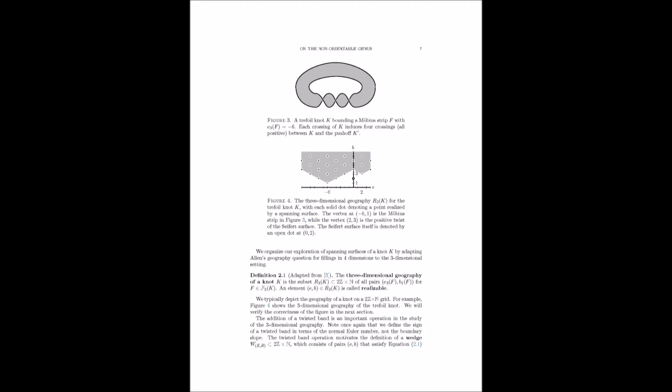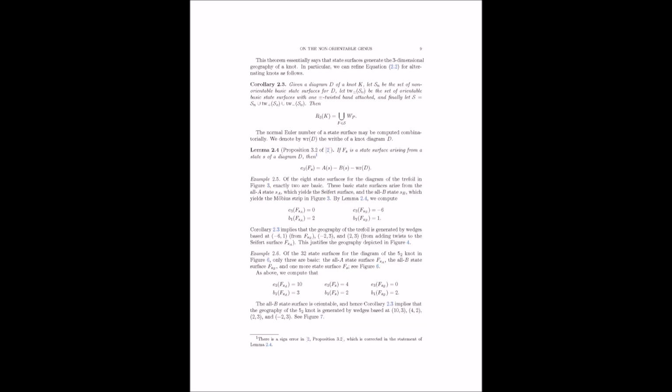It means if you want to understand the entire infinite geography of an alternating knot, you don't have to search through all possible surfaces. You just need to follow this simple recipe, find the handful of basic state surfaces, and they tell you everything. All the other infinite possibilities are generated from those few.